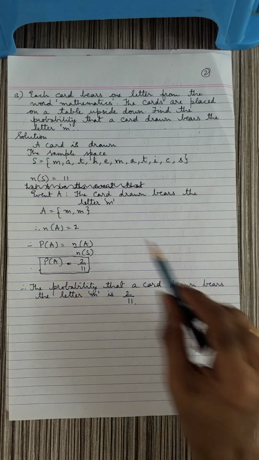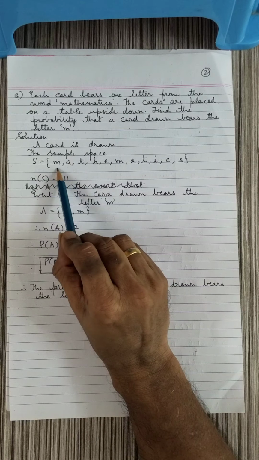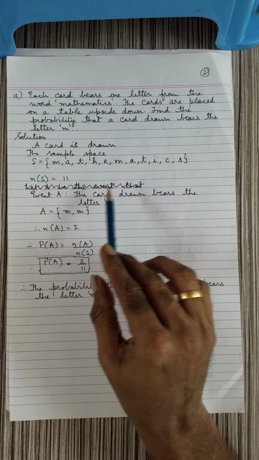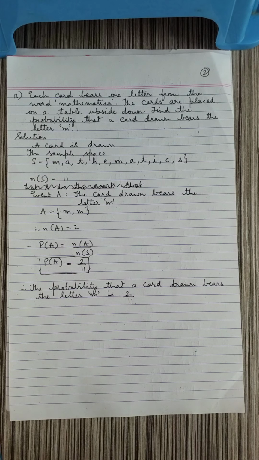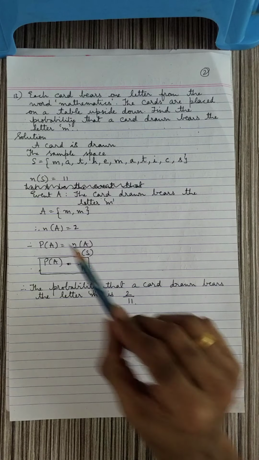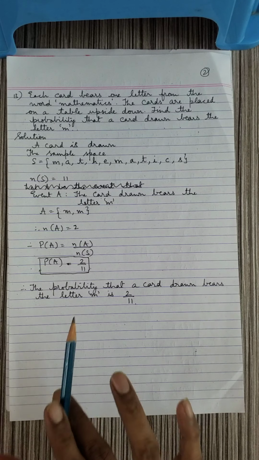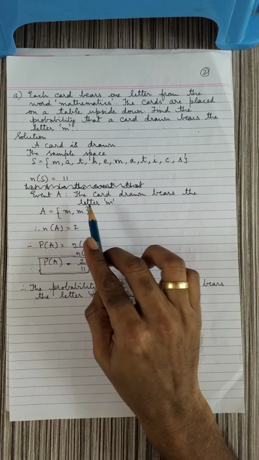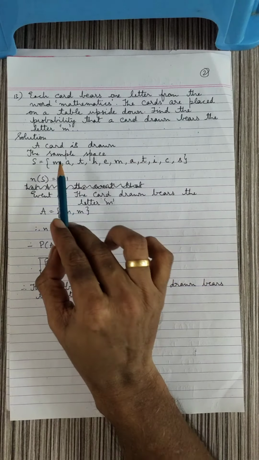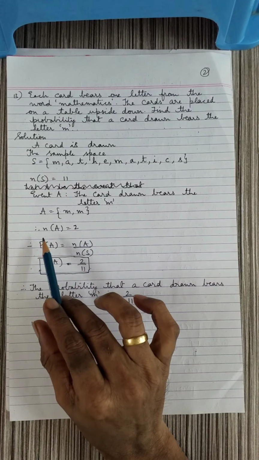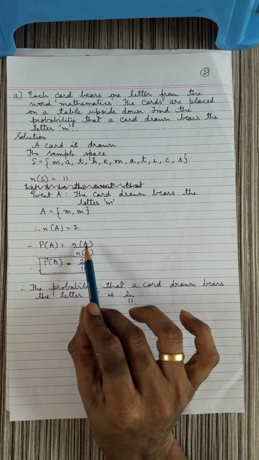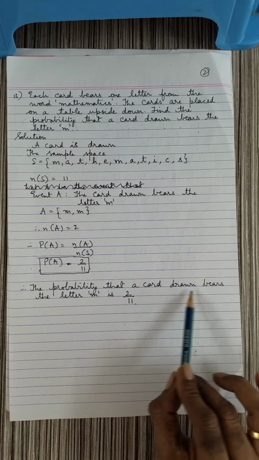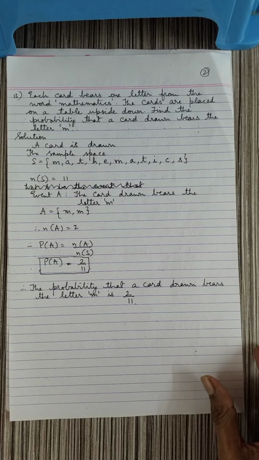Now a card is drawn. Sample space: all the alphabets of mathematics: M, A, T, H, E, N, A, T, I, C, S. If it was sets, we would not be repeating the elements, but because this is probability, we have to repeat them. We are just writing it in set notation. The n of S is 11. Event A is the card drawn bears the letter M. There are two M's, so n of A is 2. Probability of A is n of A upon n of S, which is 2 upon 11. Therefore, the probability that a card bears the letter M is 2 by 11. Easy sum.